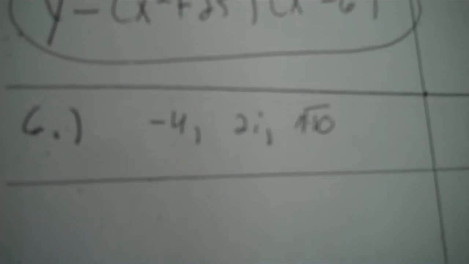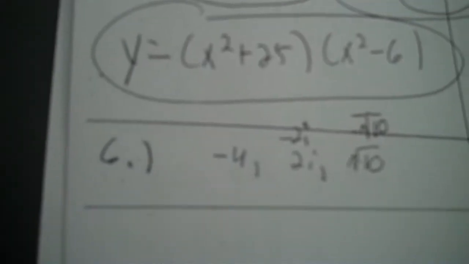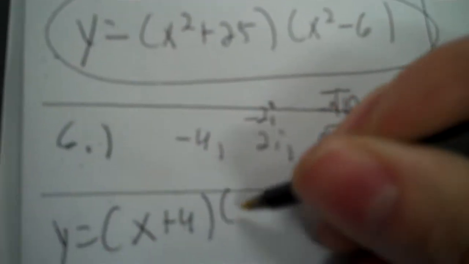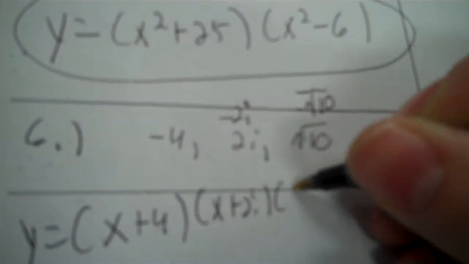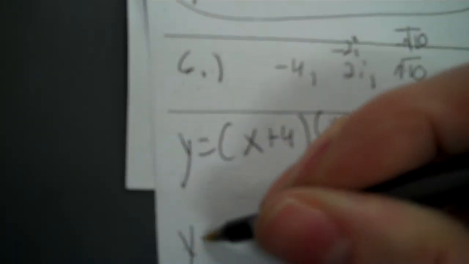Okay, then I have negative 4, I've got 2i, and the square root of 10. Okay, so remember, the i's come in opposite pairs, and the radicals also come in opposite pairs, negative radical 10. The 4 does not have its own. So y equals x minus, but it would go to plus 4, x plus 2i, x minus 2i, and x plus the square root of 10, and x minus the square root of 10. Okay? So the x minus 4 just flies solo.